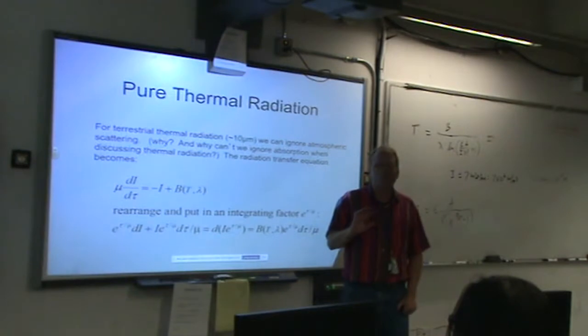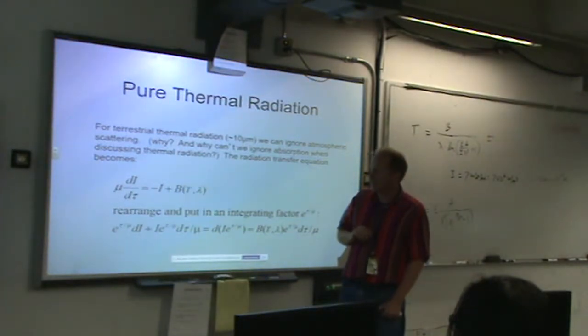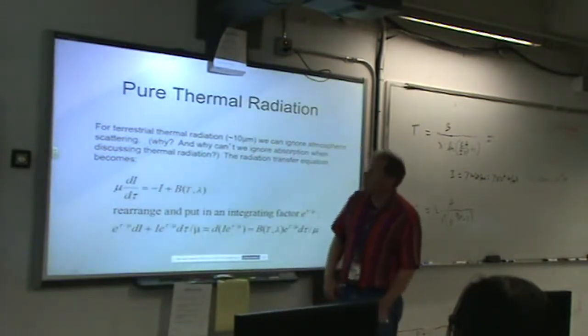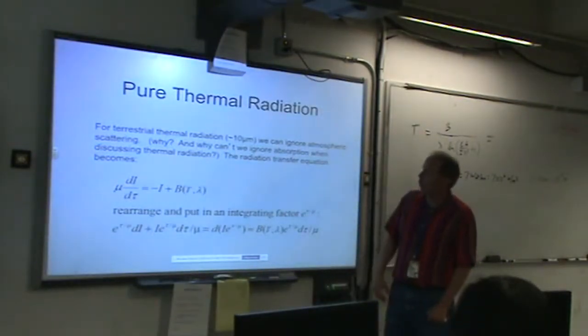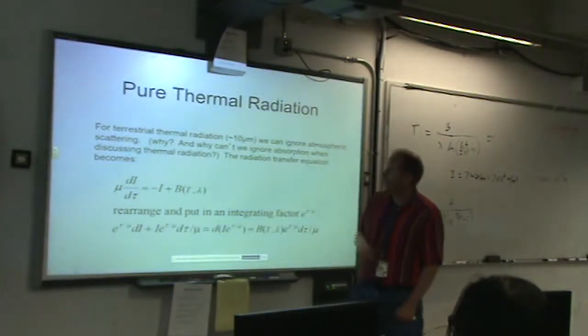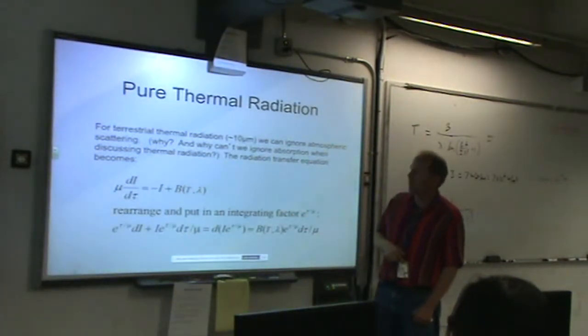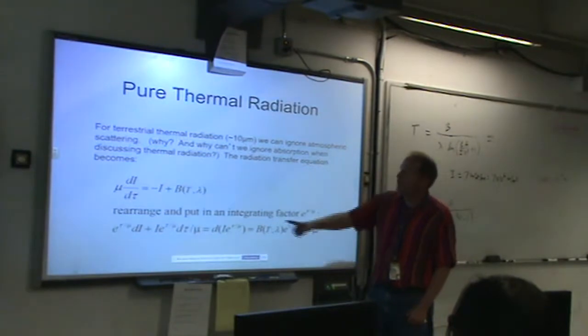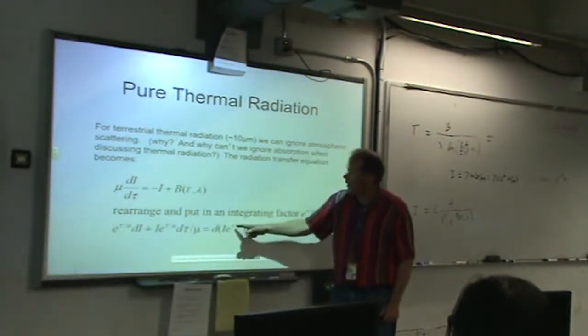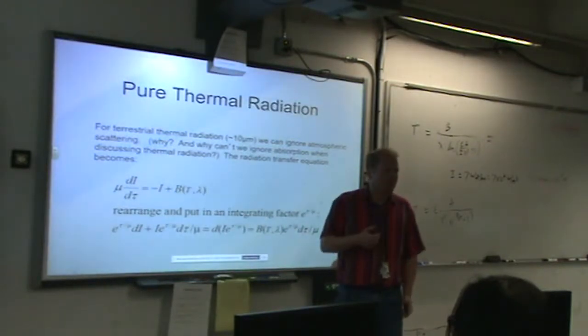So we're going to throw in an integrating factor, just e to the tau over mu there. And once we do that, we get a little bit of an integration by parts type of thing. If you throw in that integrating factor, this thing is a derivative of I times e to the tau over mu.